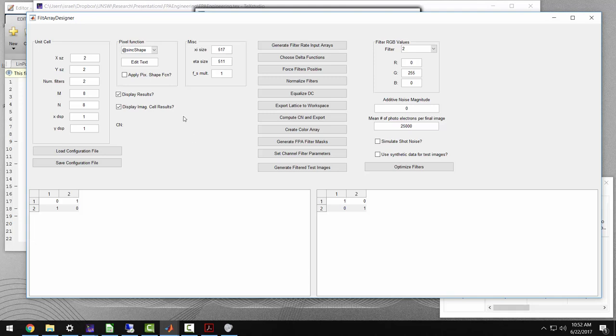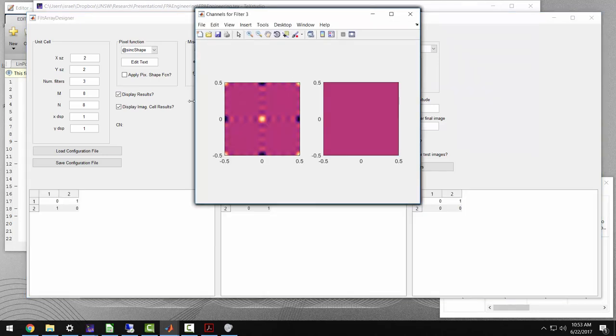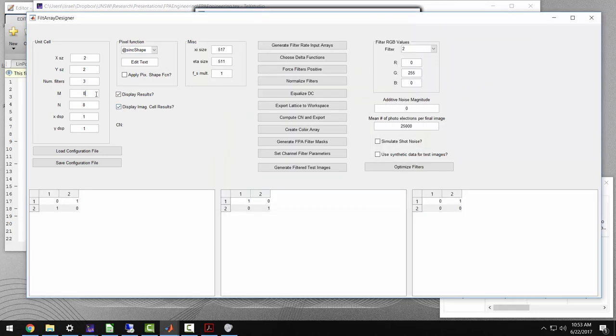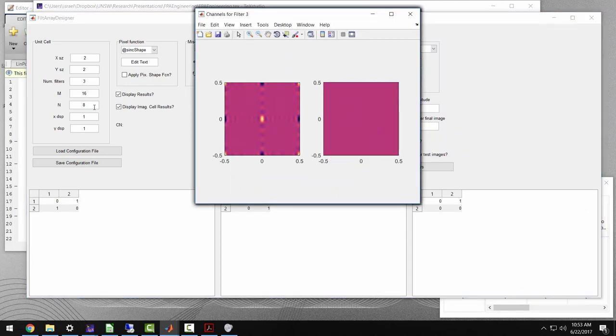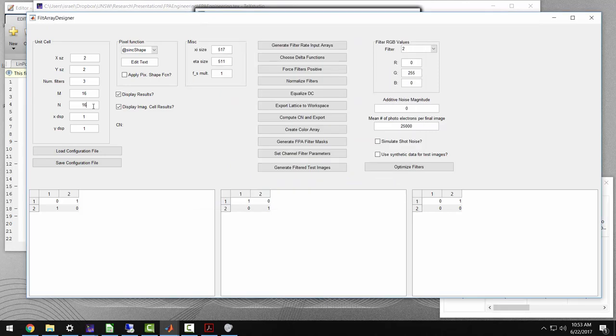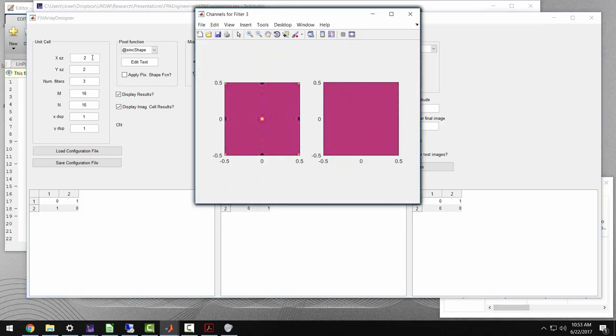So initially, let's just go over an example. Let's do a Bayer filter first. I'm going to change this to 3, and it updates all of the plots for you. You can tile this. We're going to say it's 16 by 16. So that means it's a 2x2 unit cell, and there are 16 by 16 of those 2x2 unit cells. So the total number of pixels you would have is 32 by 32.